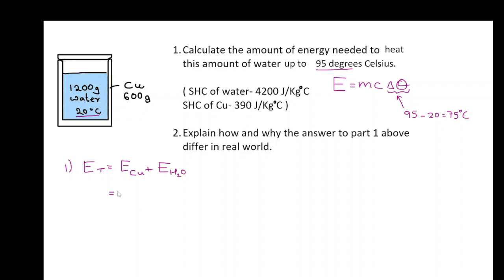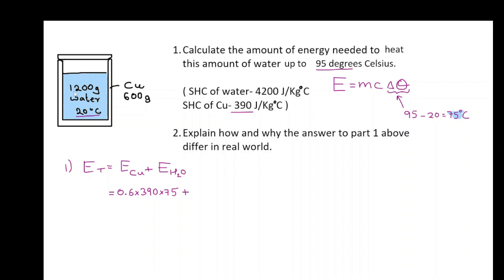So for copper, it's mcΔθ. What's the mass of copper? 600 grams, but it has to be in kilograms. So it's 0.6 multiplied by c of copper, which is 390. Put it here. Δθ, we worked out earlier that it is 75. So let's put that one here. So this is the amount of energy needed for copper plus energy needed for water.